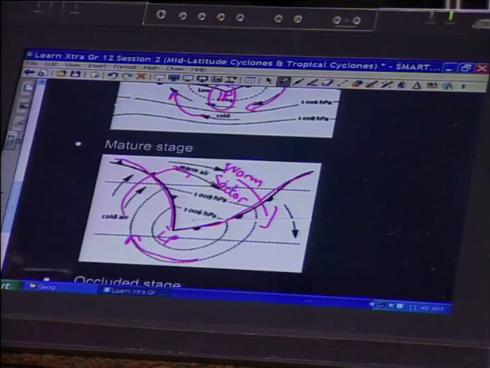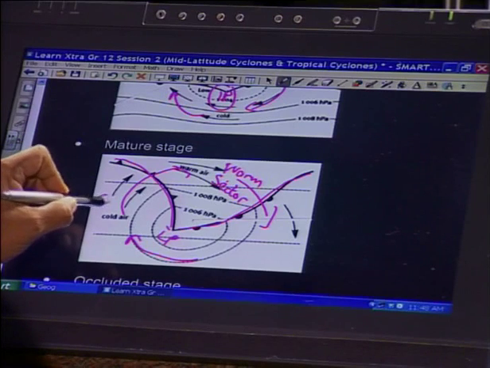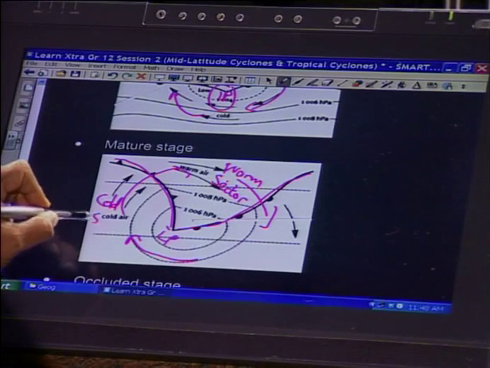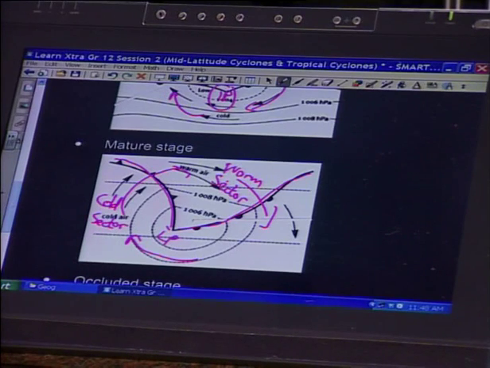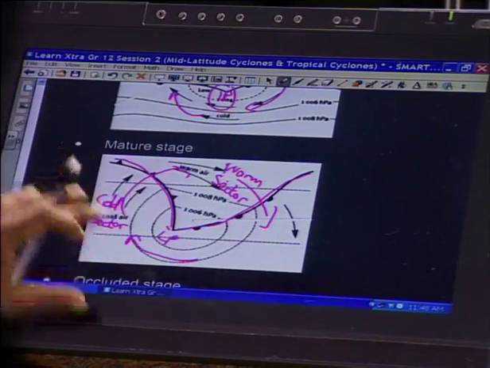Okay? And behind the cold front, you will get something known as the cold sector. All right? So these fronts actually divide it into two different sectors. But the main things we need to know about the mature stage is that it has a well-formed warm front and a well-formed cold front, and they are separated. All right? There's two definite fronts. At this stage here, we didn't have two definite fronts. Okay?